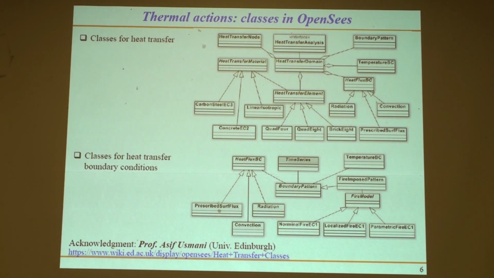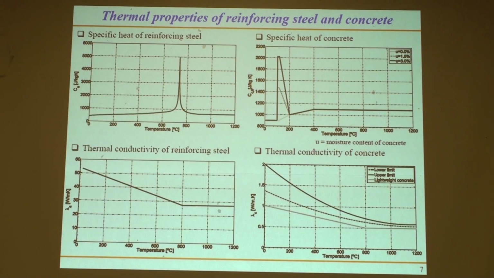All of the work that I'm going to show could not be done right now if we didn't have this initial work done in OpenSees. So right now there are classes in OpenSees for heat transfer. That's how you actually prescribe your fire and how you transfer the heat to your structural elements. And then you also have the boundary conditions. So for example, here is where you have your fire model, and you can have the nominal or your parametric fire that I just talked about. You can define those as a time series and then apply it as a boundary pattern, a boundary condition, to your element.